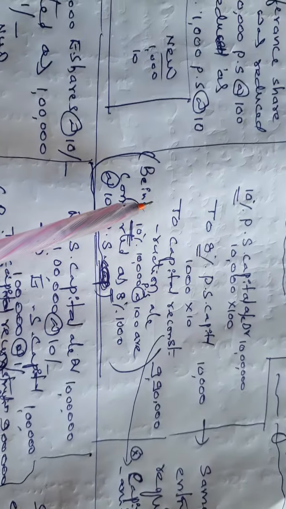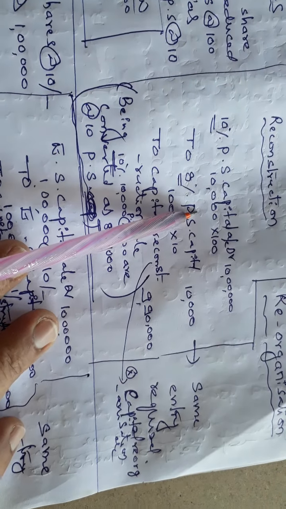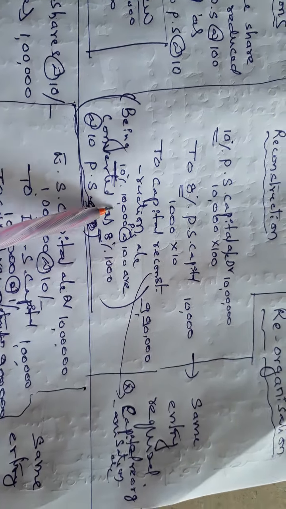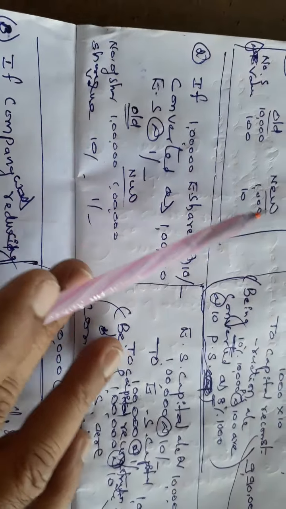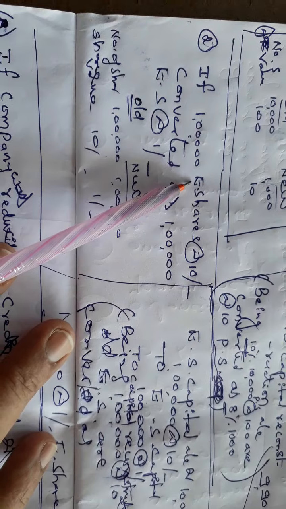Narration: 10,000 old preference shares of 100 each, now converted into 1000 new preference shares of 10 rupees each. That is our narration; please note it down. Next, after that, if the company decides to reduce its equity share capital.